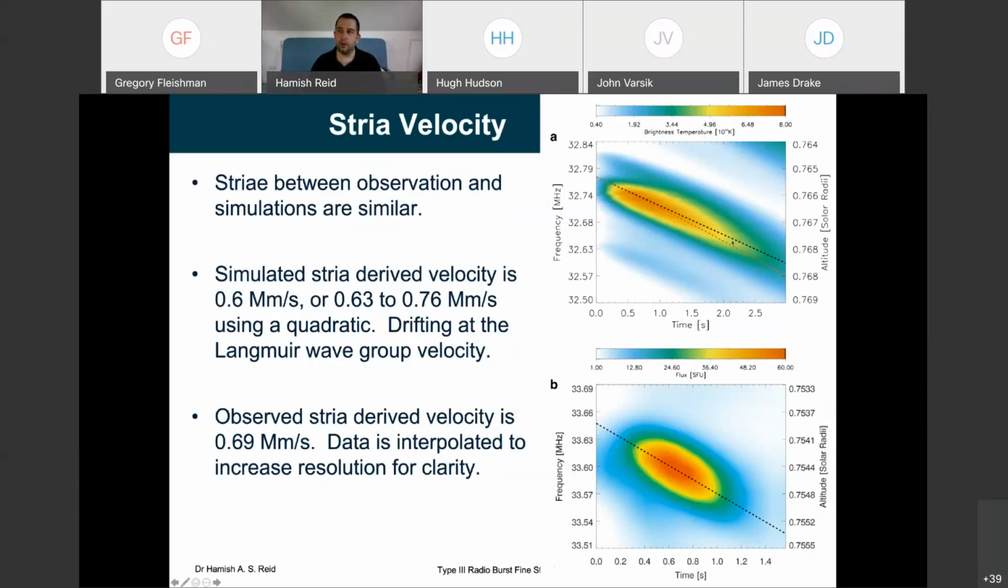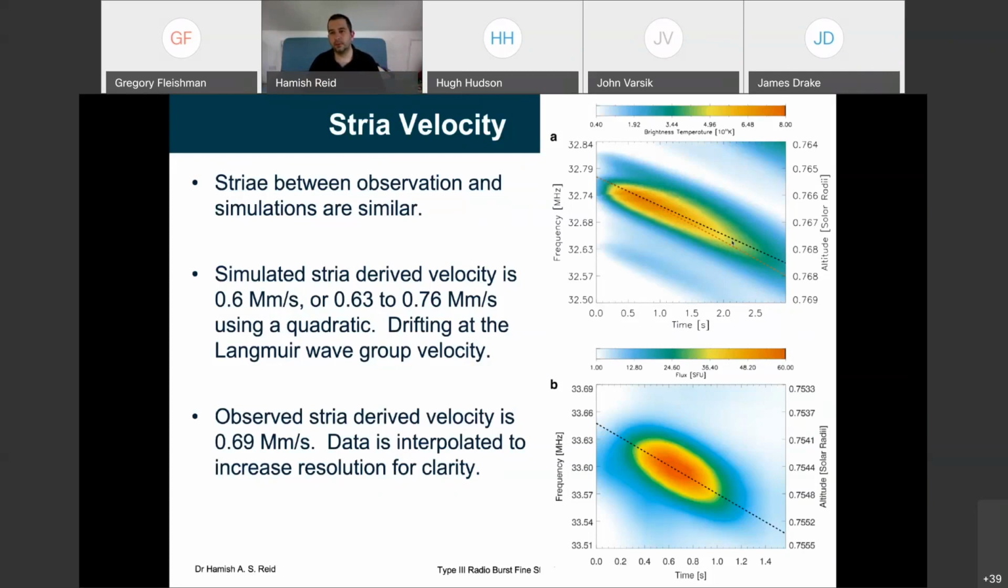Can I ask another question about that point you just made? If the striae are drifting at the group velocity, does that mean that these waves are actually modulating the local density and the whole thing is moving together in a self-consistent way? No, we're certainly not simulating that the Langmuir wave motion is causing any significant modulation in the background density itself. The Langmuir waves are essentially moving through some background density structure, so to speak.